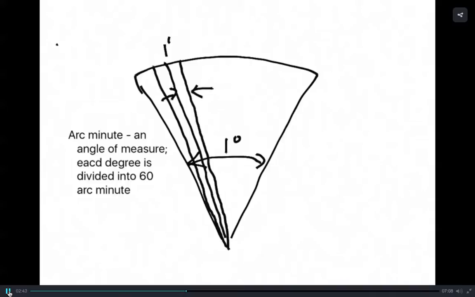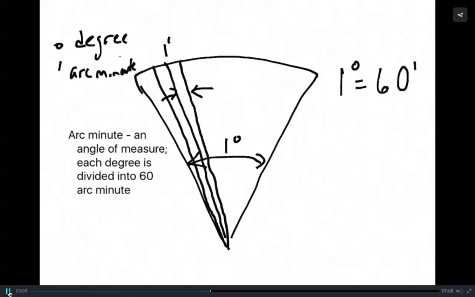If a little circle is the unit for a degree, then a little slash is the unit for an arc minute. An arc minute is an angle of measure like a degree. Each degree is divided into 60 arc minutes. There are 60 arc minutes in 1 degree.